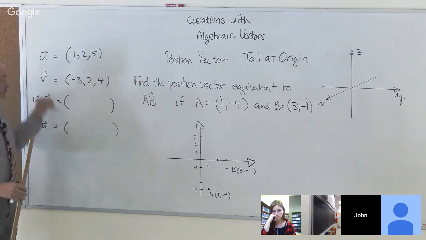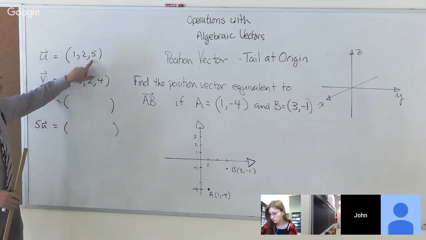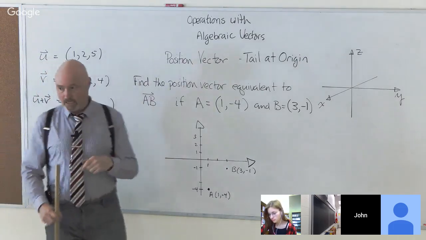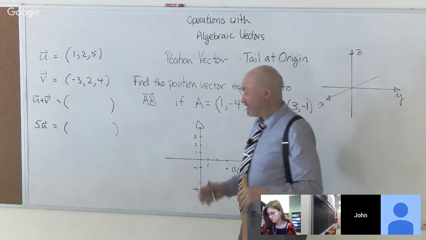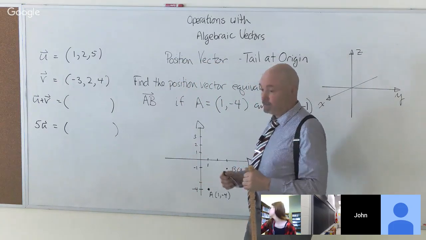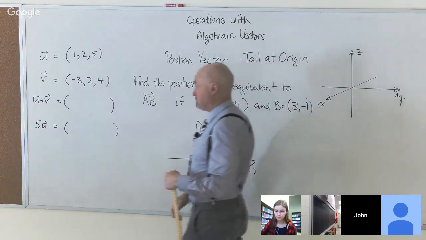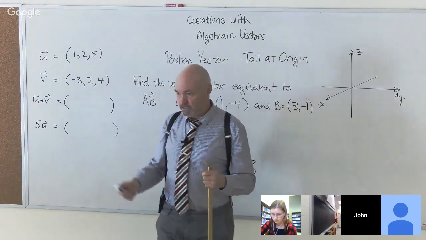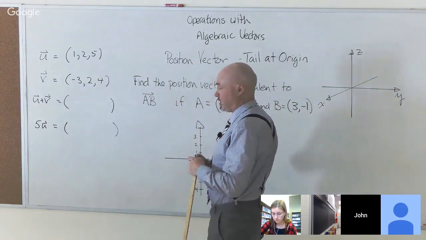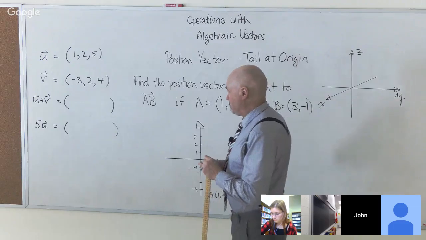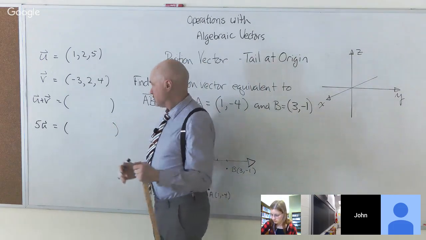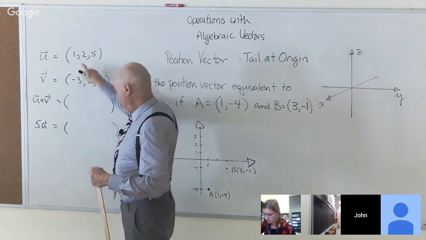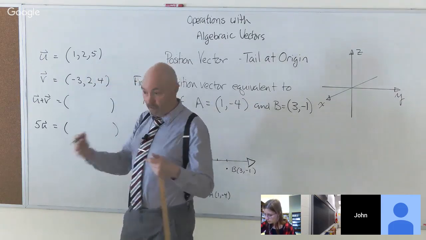So here we have a vector u, and so the x, y, and z are 1, 2, and 5 respectively. There's a second vector in the neighborhood, v, and it has x, y, and z, -3, 2, and 4. And what I want to do is add those vectors tip to tail. So I would draw my u, and then I would draw my v. And in the old days, we'd do some complicated, horrible cosine law stuff, and it would take us forever. But with our fancy new algebraic vectors, all we have to do is just add x, y, and z components and get the resultant.